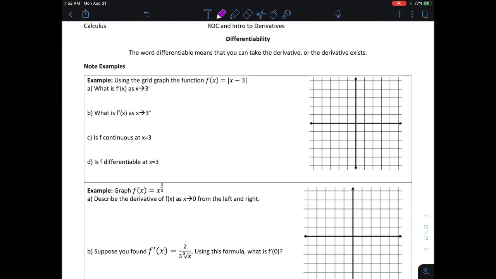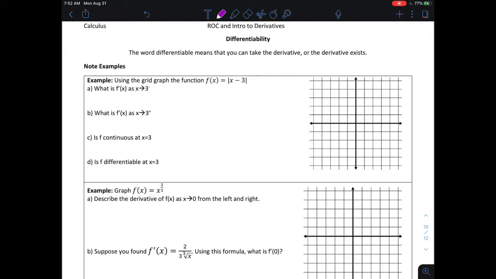Now, a very simplistic way to describe the meaning of differentiability is that if I take the derivative of some function, the derivative will exist. Remember, the derivative is a limit. It's the limiting factor of the slope of the secant line as the distance of the interval becomes zero.